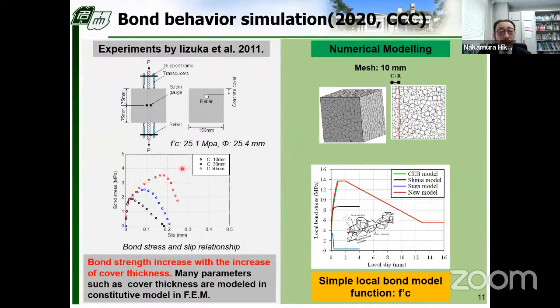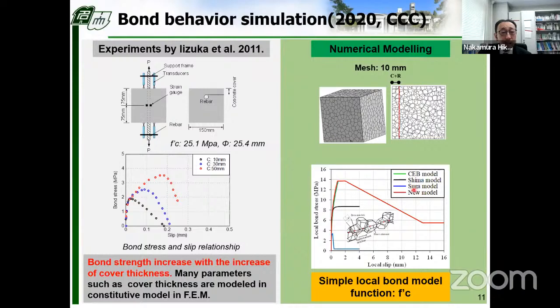Next is an example of bond behavior simulation of this test result. It is well known that bond strength increases with cover thickness. This case is changed from 10 to 50 millimeters. And sometimes many parameters such as cover thickness are modeled in the constitutive model in FEM.